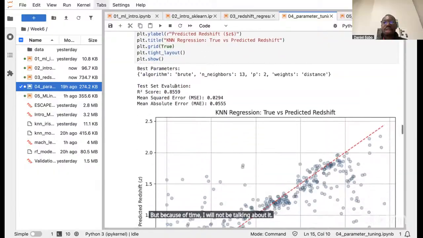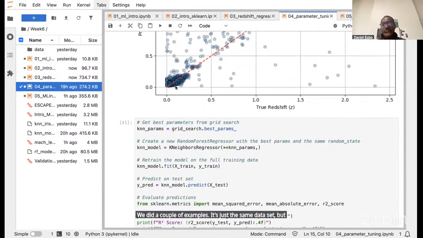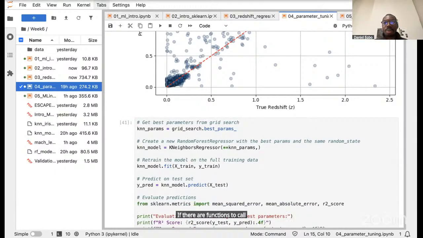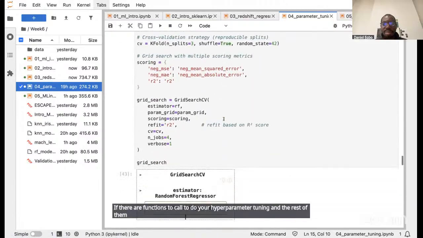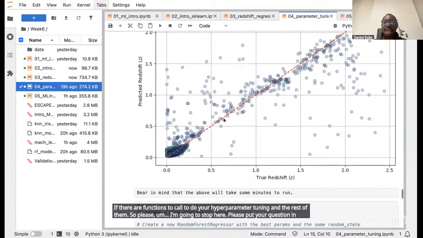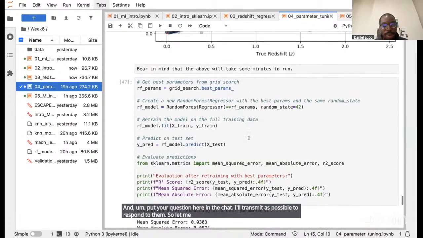We did a couple of examples. It's just the same data set, but we did what we call hyperparameter tuning. There are functions to call to do your hyperparameter tuning and the rest of them. So please, I'm going to stop here.